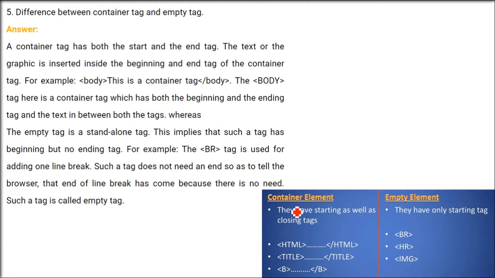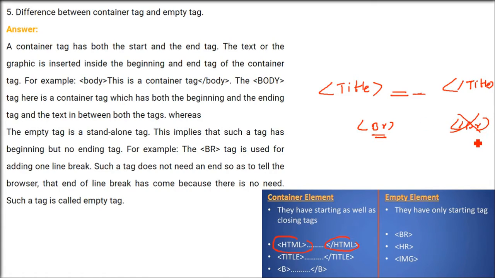Difference between container tag and empty tag. The only difference is that a container tag will have an initial and culminating, start and end tag. That is, the same thing you have to end also. If you start with title, you have to end the title also, with a forward slash. There is only the difference of forward slash in these two different tags. But if you use BR, this is break, you don't have to use an end tag. You don't need any forward slash BR.